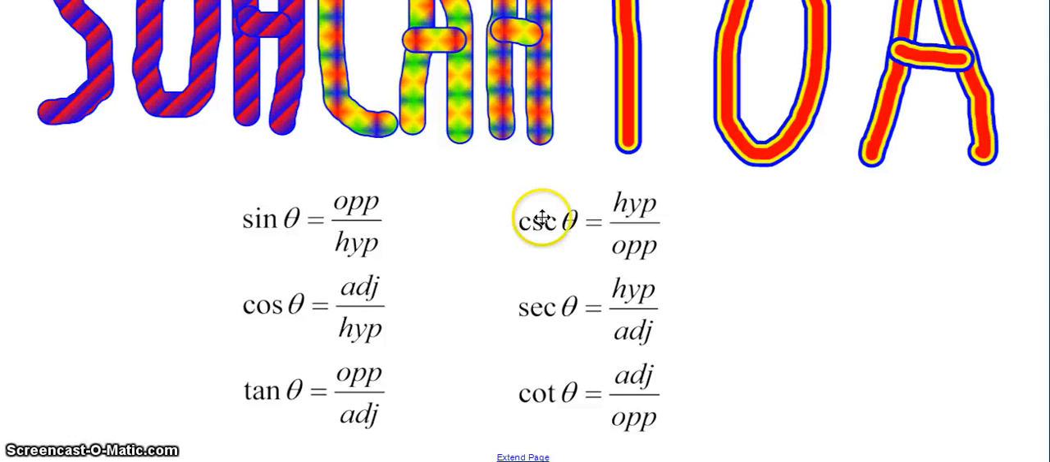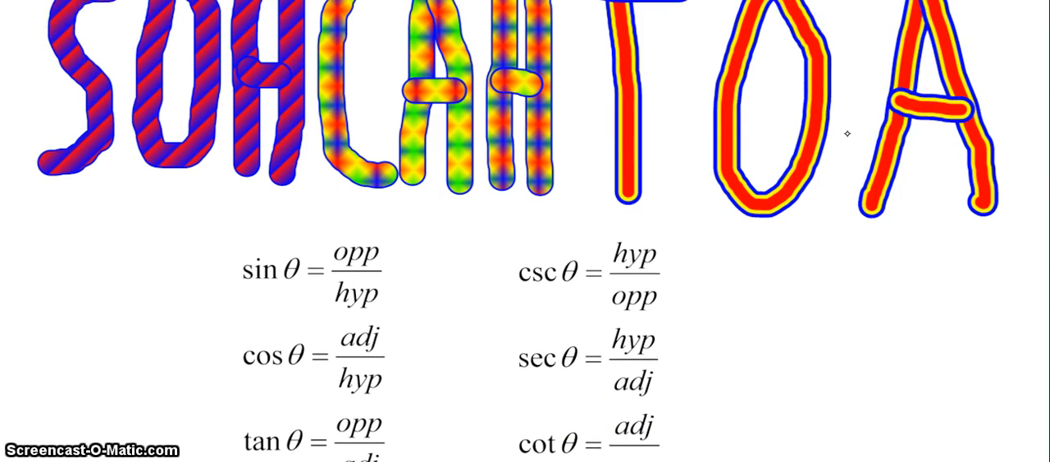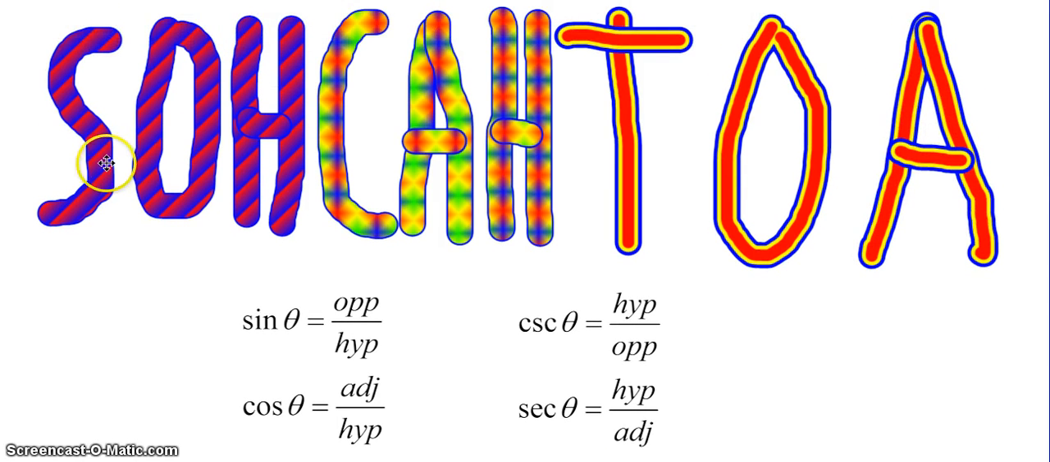Cosecant theta is the reciprocal of sine of theta. It's hypotenuse over opposite. Cosine of theta is adjacent over hypotenuse. Secant of theta is hypotenuse over adjacent. Tangent of theta is opposite over adjacent. Cotangent of theta is adjacent over opposite. SOHCAHTOA, if you don't remember or have never learned, is telling you sine is opposite over hypotenuse, cosine is adjacent over hypotenuse, tangent is opposite over adjacent.